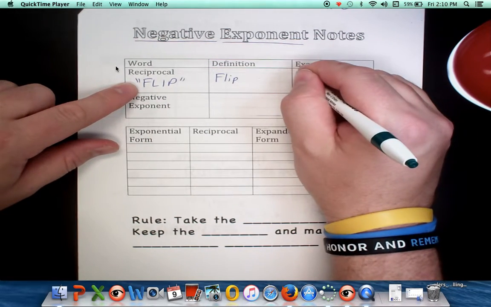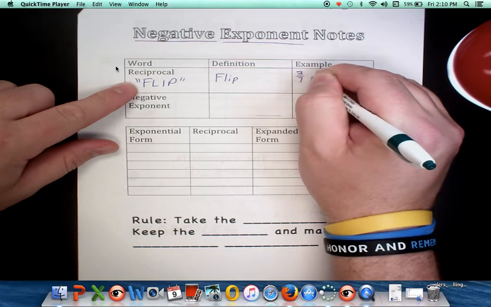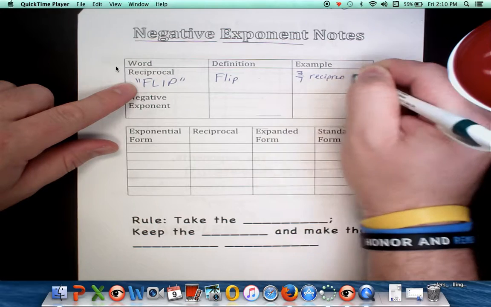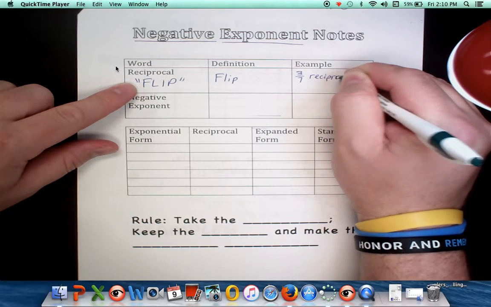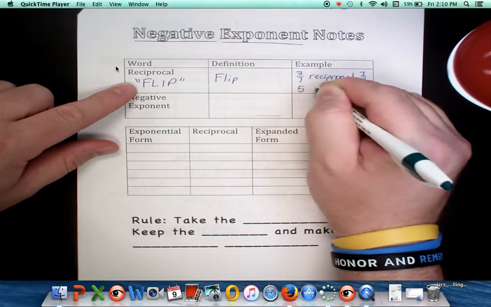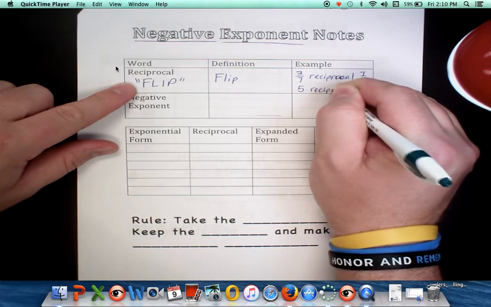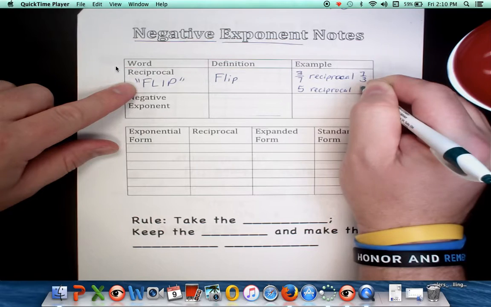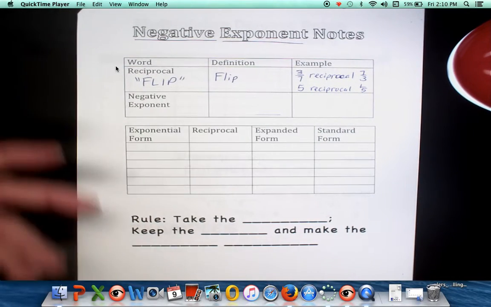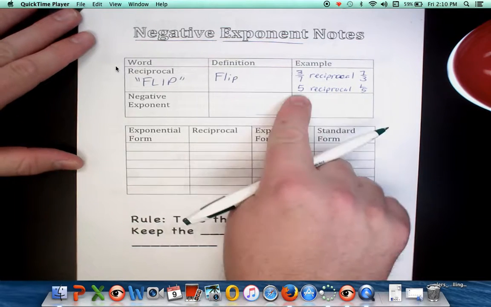For example, 3 over 7, the reciprocal is going to just turn into 7 over 3. Or if you have 5, the reciprocal is just 1 over 5. Okay? So when we talk about reciprocals, it's just going to be flipping something over.